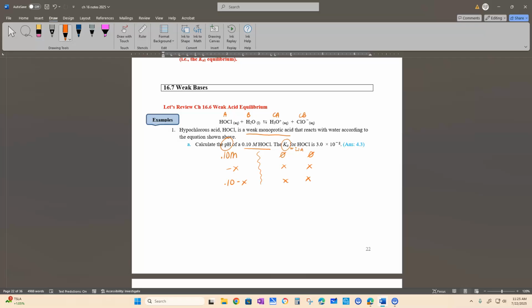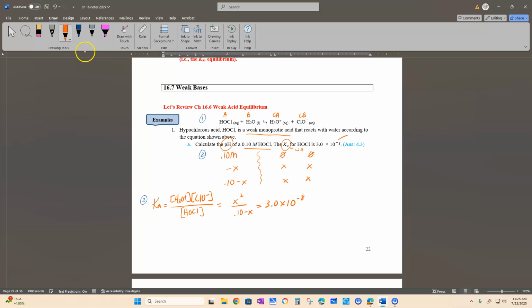After you have your first equation, step number two is your ICE chart. Then step number three, always write a Ka expression. Remember, Ka is our products, H3O+, over our reactants, and the only reactant we care about is that acid. So we have x squared over 0.10 minus x, and the Ka is 3.0 times 10 to the negative 8.